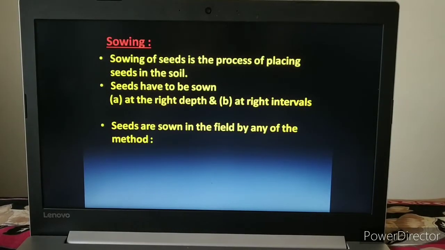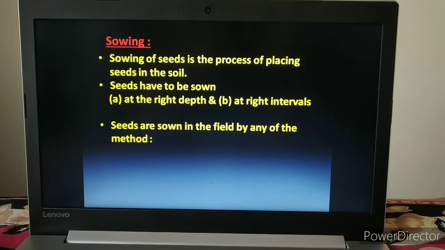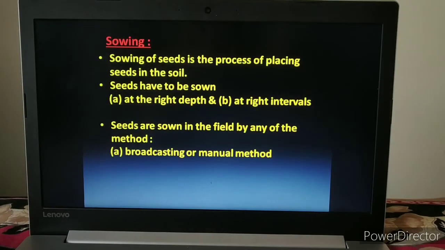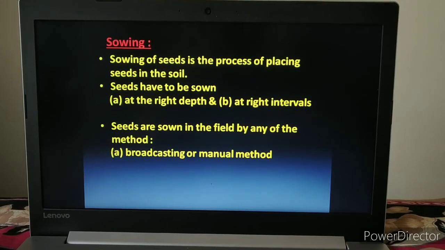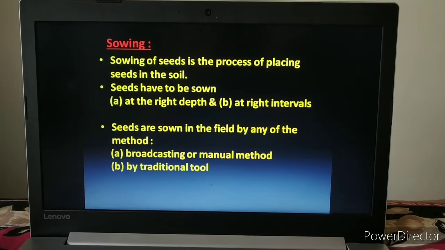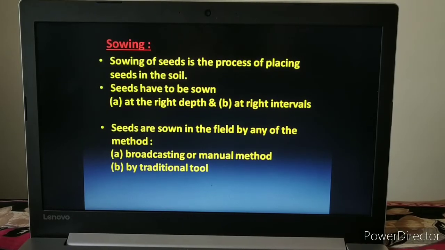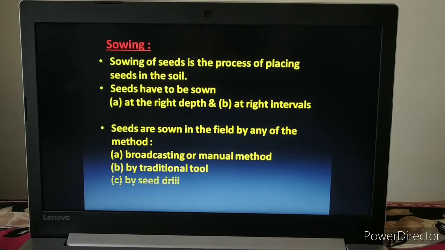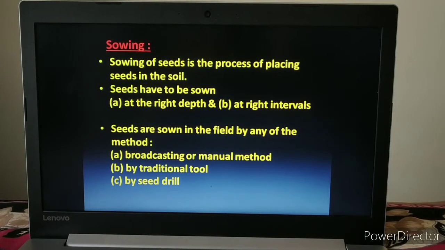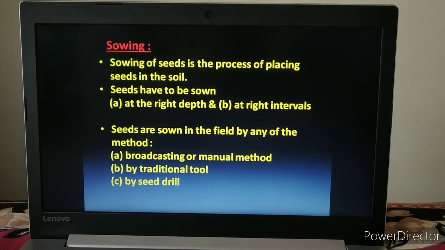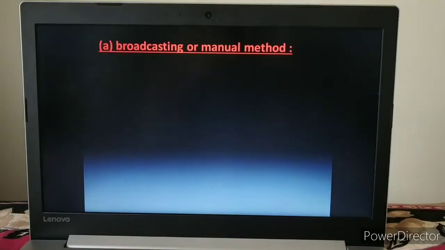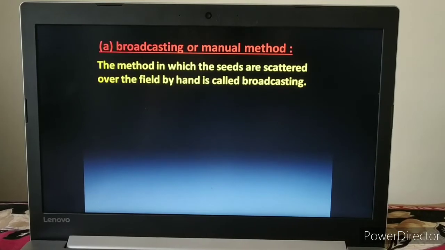Seeds are sown in the field by a number of methods. First one, the broadcasting method, which is done by humans, so it is also called the manual method. Second, it is done by the traditional tool method. And third one, nowadays it is done by seed drill. So first, broadcasting or manual method.